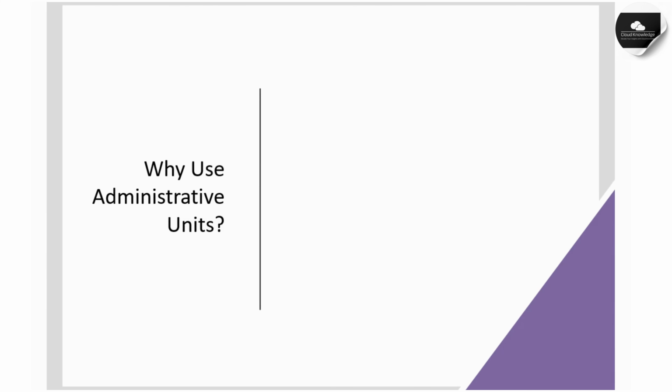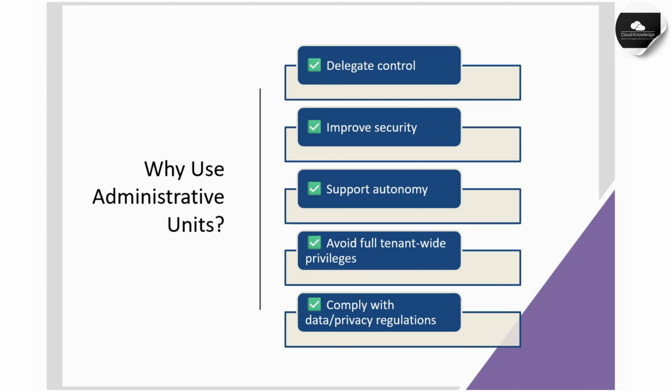The next section is why we use administrative units. As discussed, organizations with a larger or multi-region setup do not want to make everybody an admin. If we make everybody an admin, they can have access to our entire Active Directory, the entire Azure AD. To bifurcate that, we use AU for delegated access.